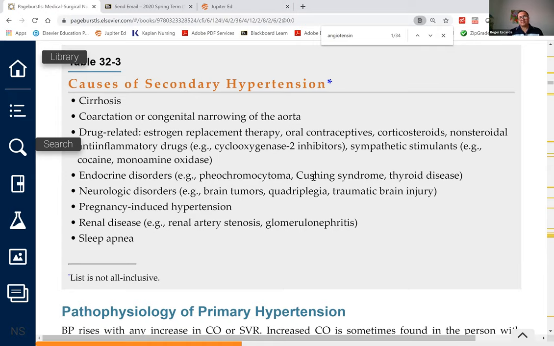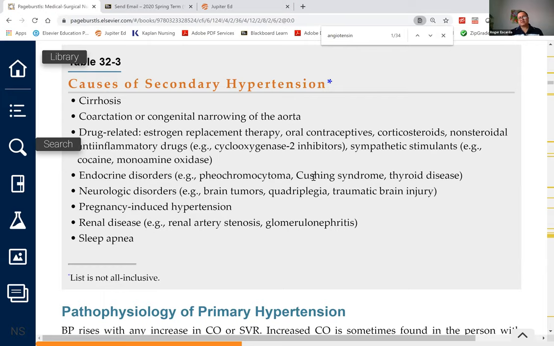Neurologic disorders, brain tumors, quadriplegia, traumatic brain injury, simply because they increase the hormones, particularly the hypothalamic hormone, which is antidiuretic hormone, which causes water retention, increased preload equals hypertension. There's also pregnancy-induced hypertension. Obviously, this is because of the pregnancy. And most people recover after the birth of the child. However, some women with PIH move on to become hypertensive even after the delivery of the child. Renal disease, obviously, because the kidneys' number one major function is to control blood pressure by regulating electrolytes and fluids. And then sleep apnea, because this thing causes pulmonary hypertension, meaning the risk factors for sleep apnea are the same as those of hypertension.